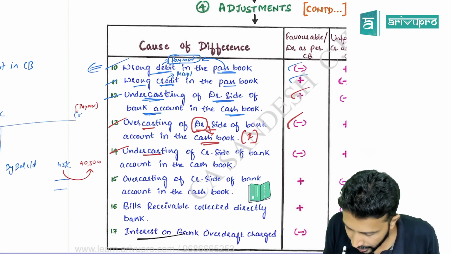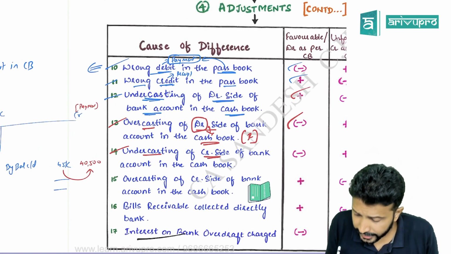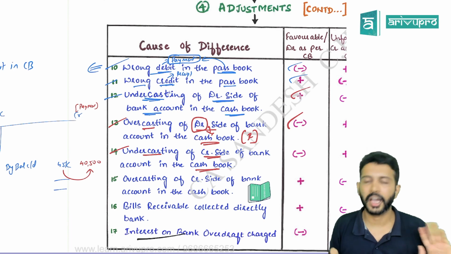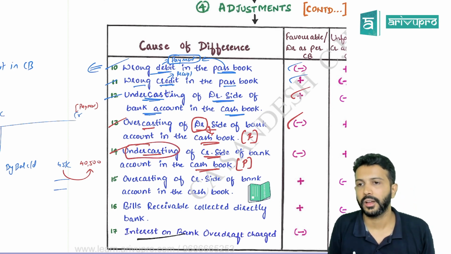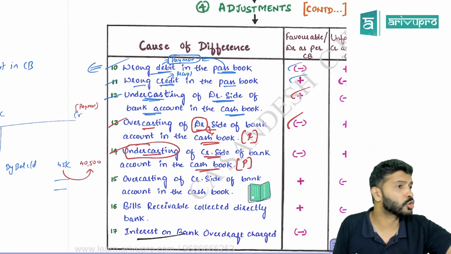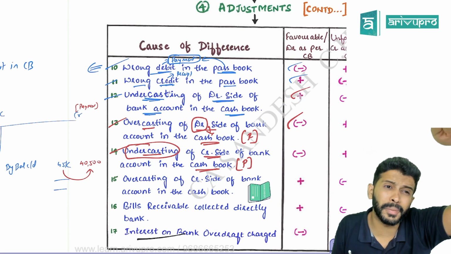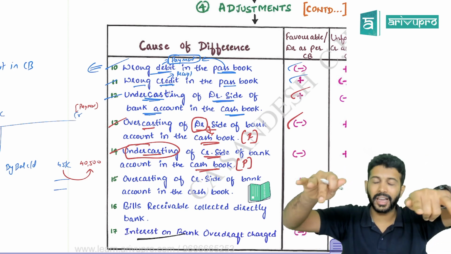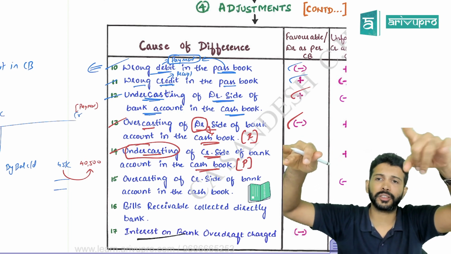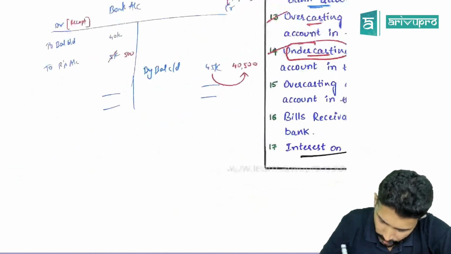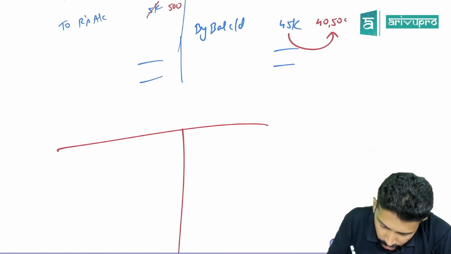Next is undercasting the credit side of which book? Cash book. Credit side is the payment side. Undercasting means showing the payment less. So on the cash book side, if you're showing less payment, what will happen to your cash book balance? It will increase. If you want, I can prove it.